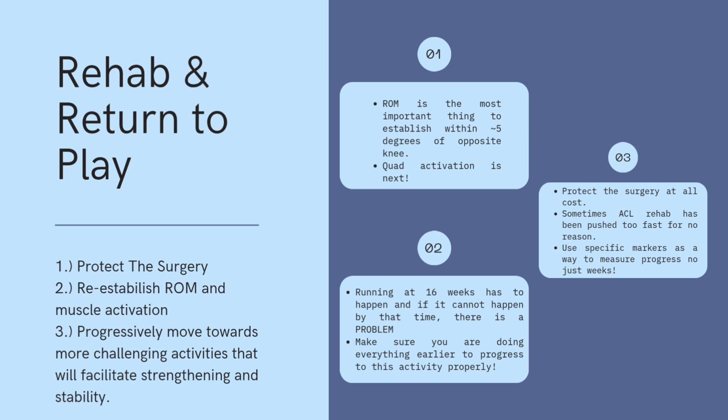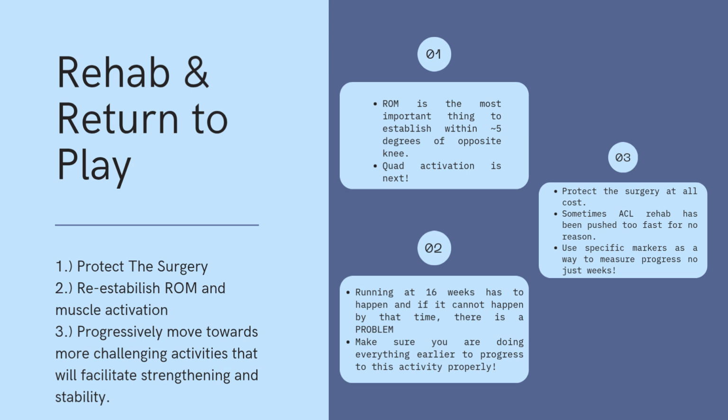So in the right part of this slide, you see I label things one, two, and three. They're not really to correspond with the left slide. It's just me trying to elaborate or expand on some of the points I hit in the left side of the slide. So one, range of motion is the most important thing. You want to establish approximately 5 degrees within the range of motion of the opposite leg. What that basically means, if I have a 120-degree bend on my right, then I want to have nothing less than 115 on my left. All right. And then quad activation is next, right?